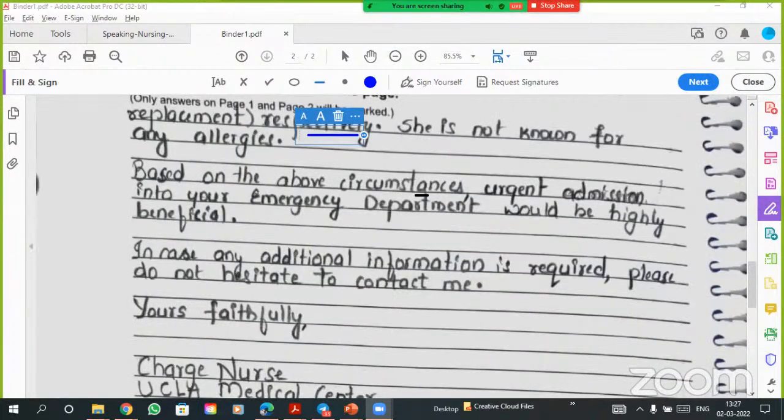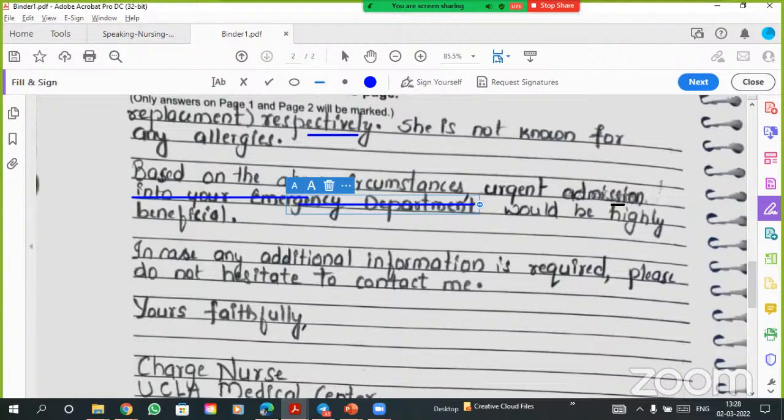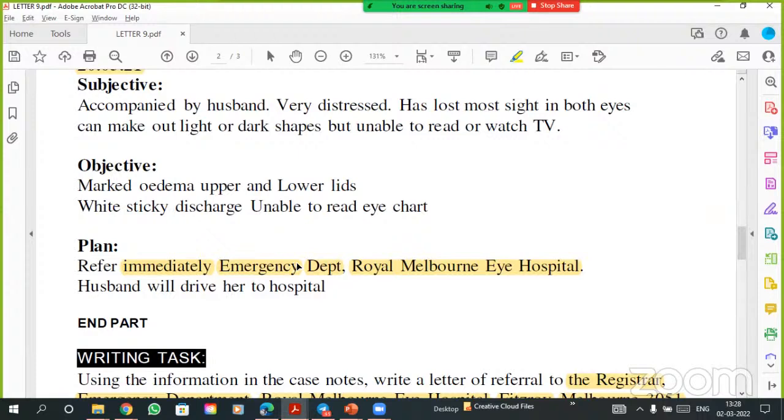Based on the above circumstances, urgent admission into your ICU. Why again into your emergency department? Every time writing emergency department is not necessary. Emergency admission we wrote there. Here, urgent evaluation, yes, it is. You are sending him for evaluation. Referral urgent, that's all. Whether they want to admit or not, they will take care. You are not directing the registrar to do what he has to do. You are referring for urgent evaluation. Whether they have to admit, or assess and give treatment and send off, or keep her under observation, or put her in the ward, that they will decide. Why are you directing them?